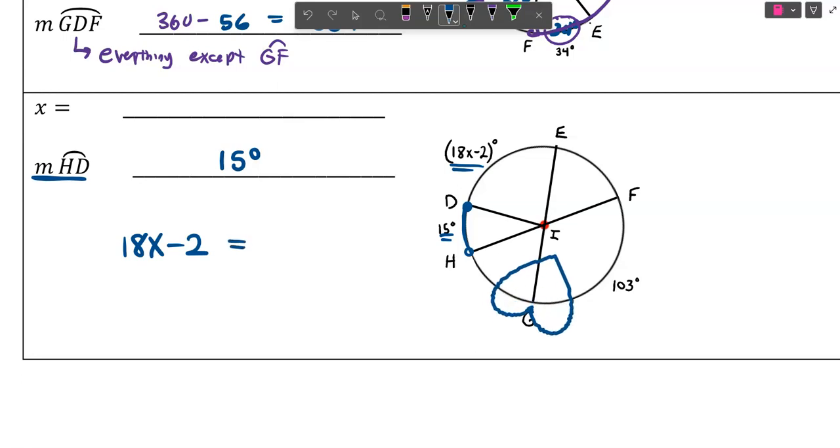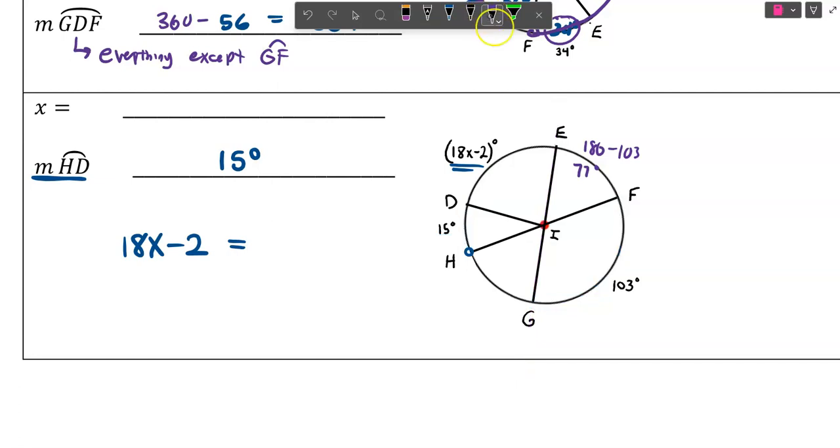Since GF here, whoops, I don't know how that's a heart there, but let's try it again. GF is going to be 103 degrees. Since we have, once again, another diameter that slices through here, EF is just going to be 180 minus 103. So when I take that in my calculator and we subtract those away, we see that this is going to be 77 degrees.